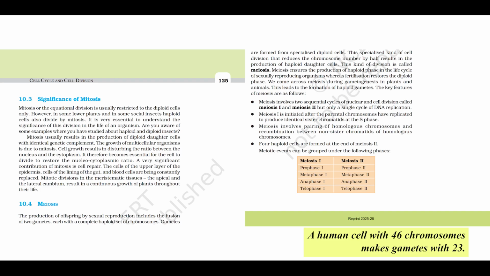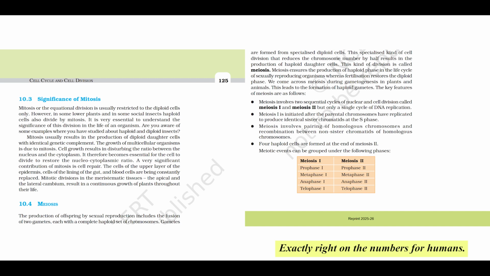A human cell with 46 chromosomes makes gametes with 23. How does this halving actually work? Does it also have phases like mitosis? Is it more complicated? Exactly right on the numbers for humans.